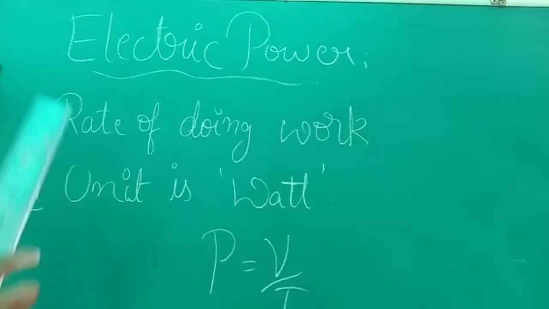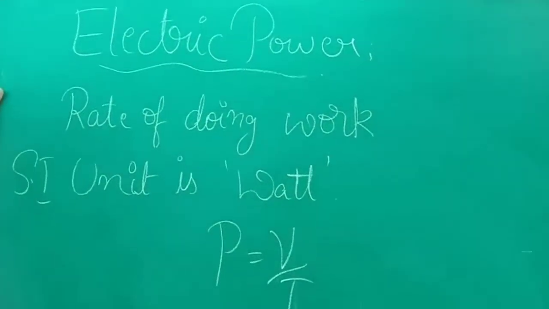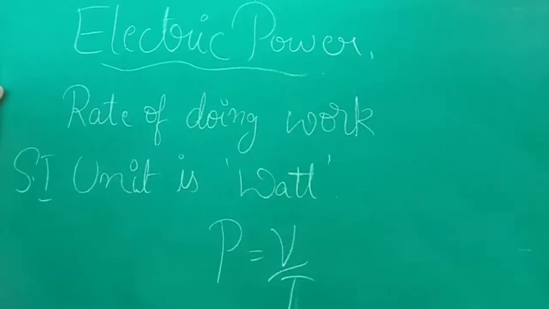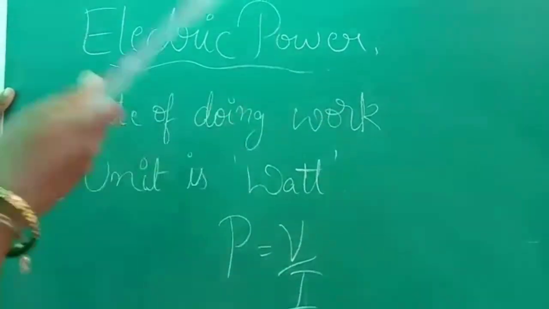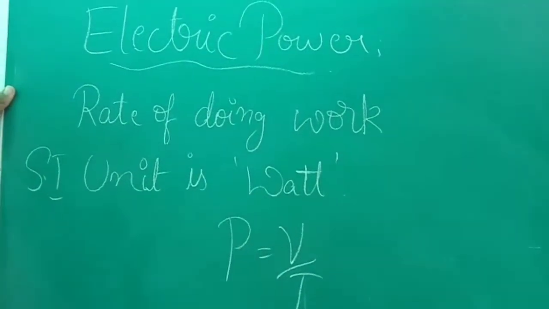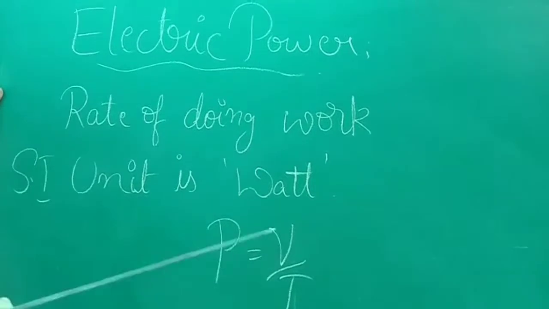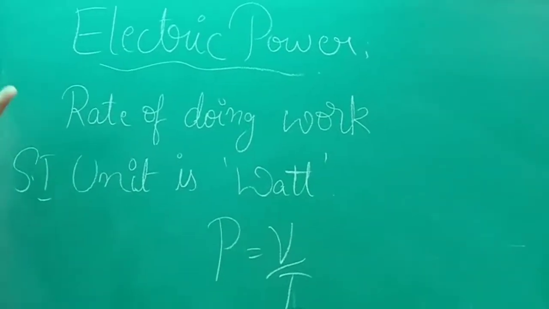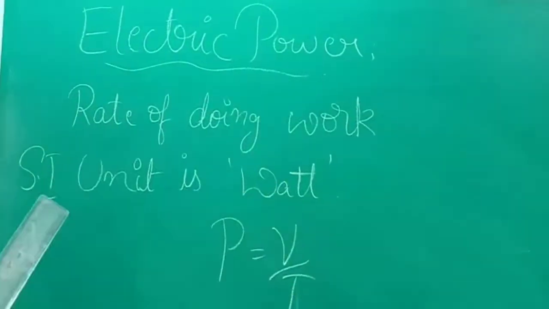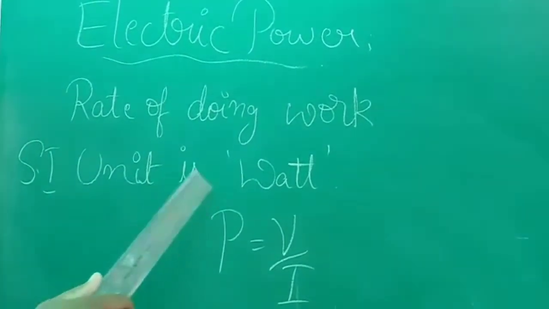The concept, that is electric power. Okay, simple definition. What is electric power? Electric power means the rate of doing work. The work done by a substance, that is called electric power. And the SI unit of power is watt.